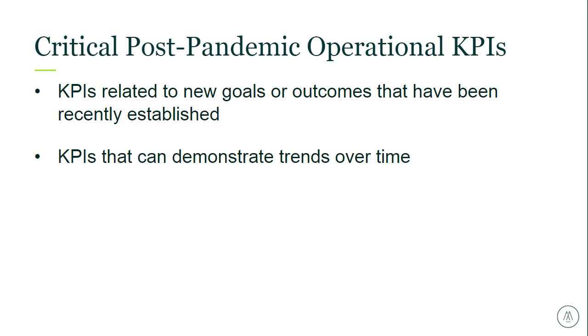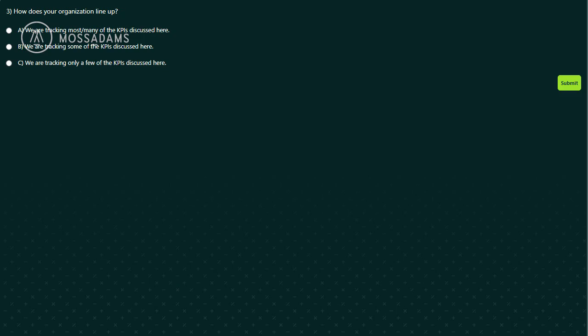Danielle, I think we are going into a poll now. Yes, here's our third polling question. How does your organization line up? A, we are tracking most of the KPIs discussed here. B, we are tracking some of the KPIs discussed here. C, we are tracking only a few of the KPIs discussed here.